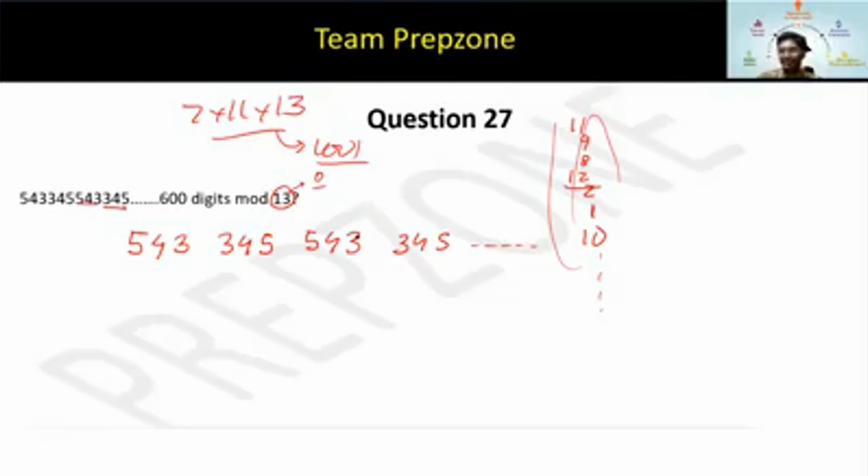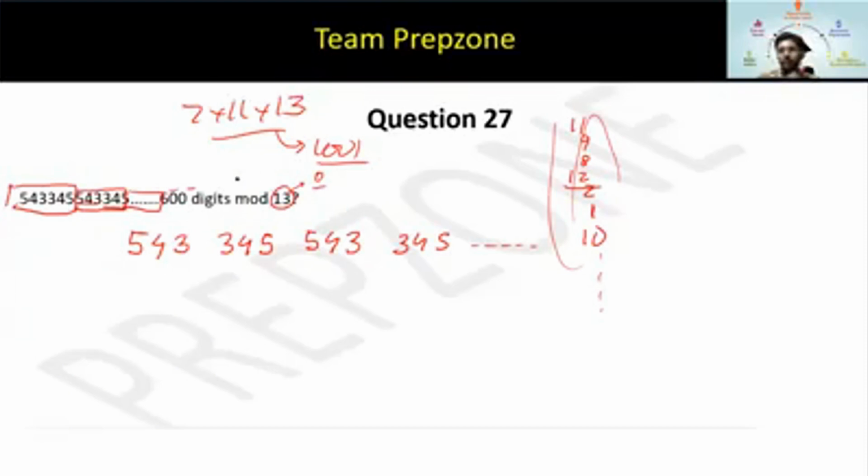Okay, Rahul, let's see. So you will take 3 digits at a time, and what you will do is alternate plus and minus, right? I hope this much is clear. If this is 543, 345, again 543, 345, again 543, 345, and so on. This is repeating like this, right?